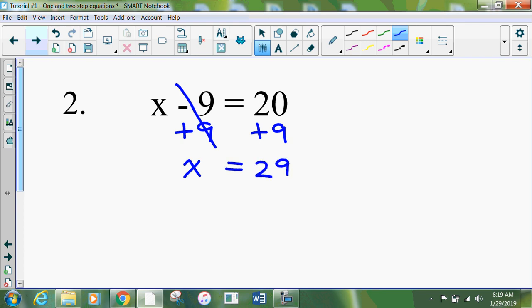We could always, of course, plug our answer back into the original equation and see if that's correct. And with the easy ones, it's really easy to see how to do that. We'd plug 29 back in, and we'd say, yep, 29 minus 9 is equal to 20. We did find the right x that makes that statement true that we started with.